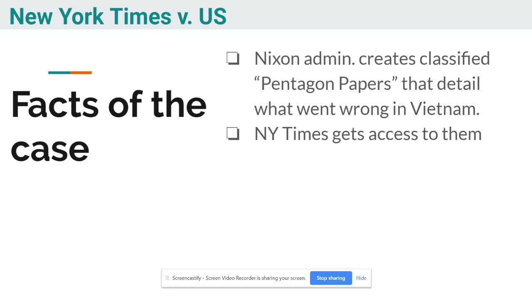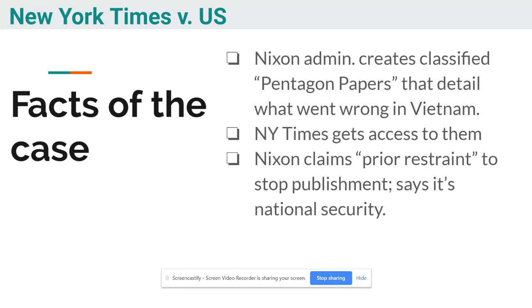New York Times gets a hold of the Pentagon Papers. The New York Times gets a hold of the papers and they want to print them. But Nixon finds out and he claims prior restraint to stop publishment. He says that it's national security, that the New York Times should not be publishing something about military in Vietnam because it could hurt our national security. So he stops the publishment of these papers, the Pentagon Papers.